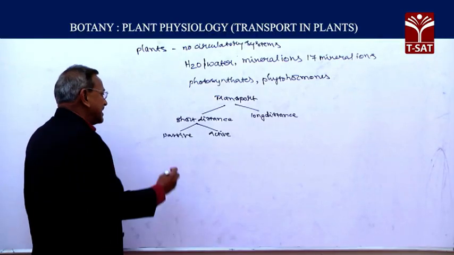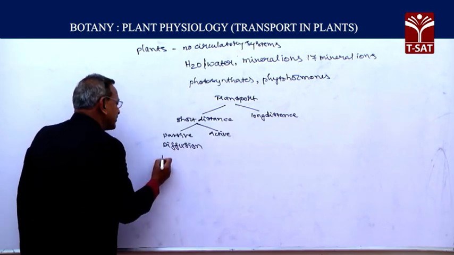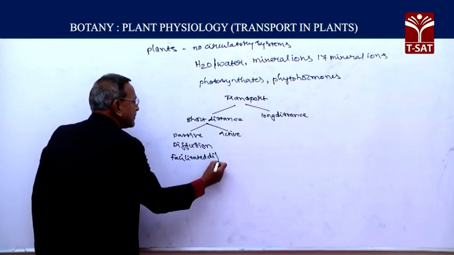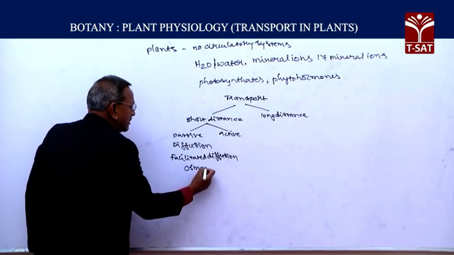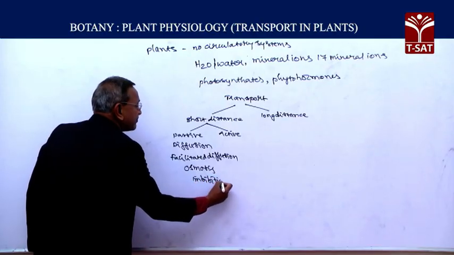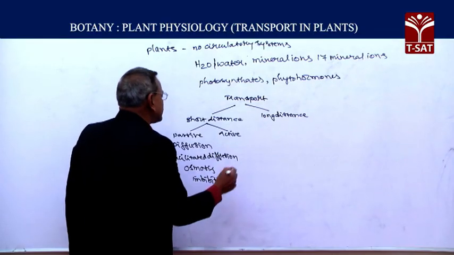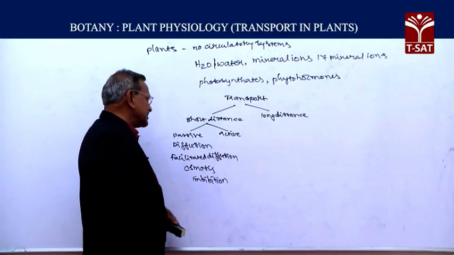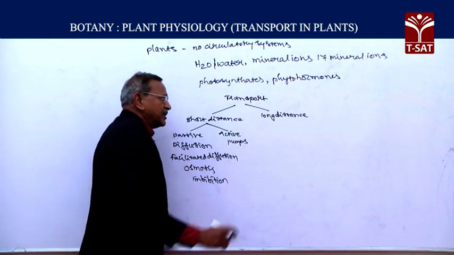For passive transport we have diffusion, facilitated diffusion, osmosis, imbibition. In active transport, the method itself is called active transport. This is facilitated by protein pumps.